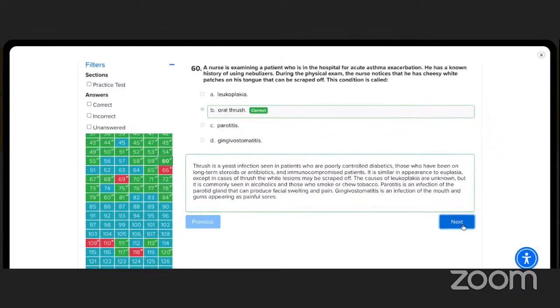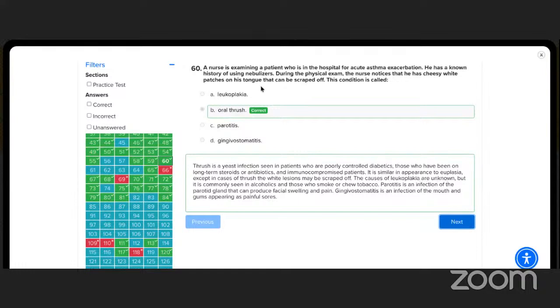Number 60. What is it called when you examine a patient and they have that cheesy white patch on their head? It's called oral thrush. Thrush is a yeast infection seen in patients who are poorly controlled diabetics, those who have been on long-term steroids and antibiotics, and immunocompromised patients. It is similar in appearance to leukoplakia, except the white lesions of thrush must be scraped off. The causes of leukoplakia are unknown.